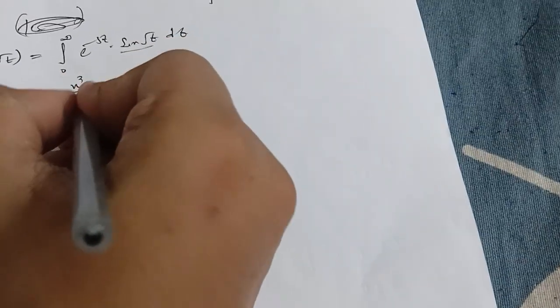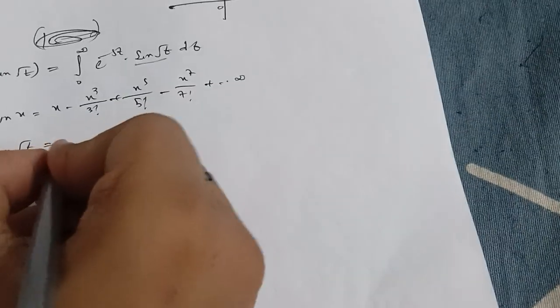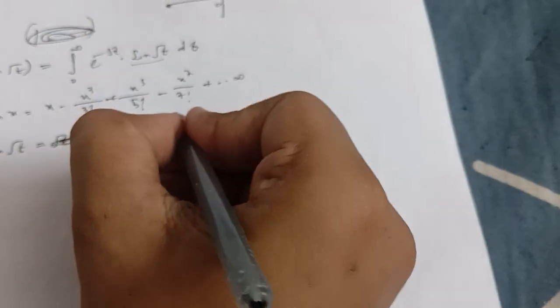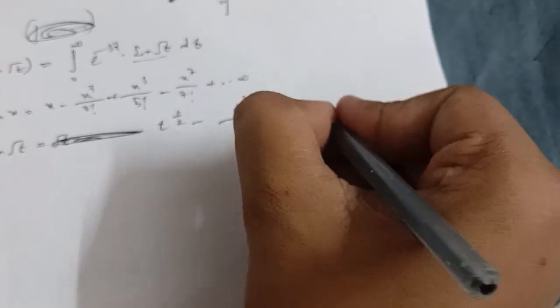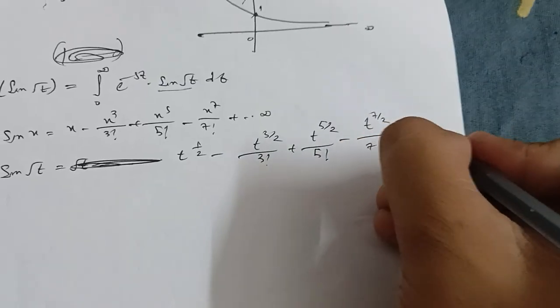What is the sine expansion about x equal to 0? x minus x cubed by 3 factorial plus x power 5 by 5 factorial minus x power 7 by 7 factorial, and so on till infinity. So what is sin of root t? Root t, that is t power half, minus t power 3 by 2 by 3 factorial plus t power 5 by 2 by 5 factorial minus t power 7 by 2 by 7 factorial, till infinity.